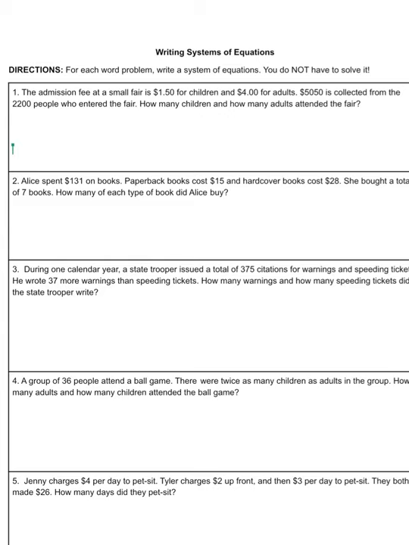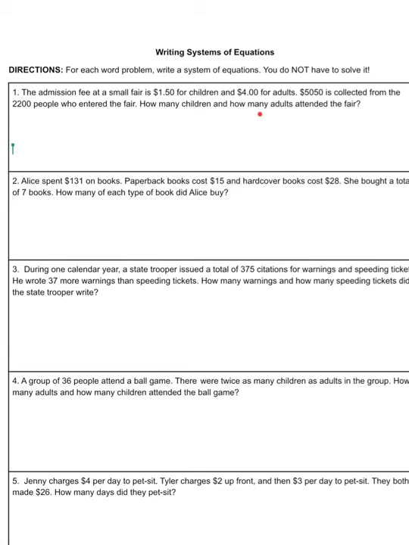and I'll sort of give you tips for how to figure out what your variable should be, and then how to make sure you've used them correctly in both equations. So our very first question right here is, the admission fee at a small fair is $1.50 for children and $4 for adults. $5,050 is collected from the 2,200 people who entered the fair. How many children and how many adults attended the fair?